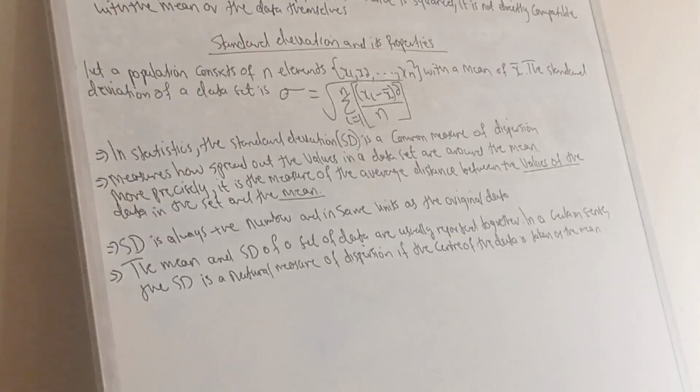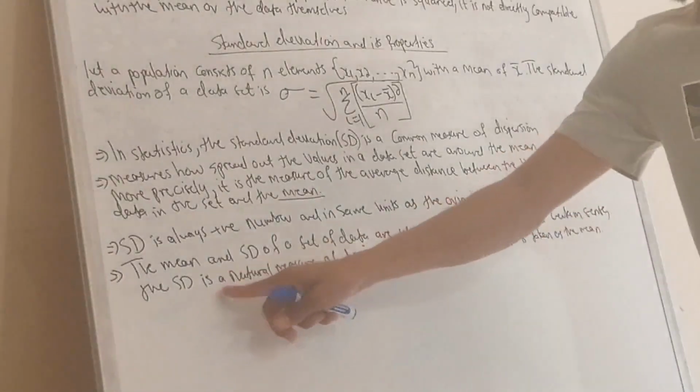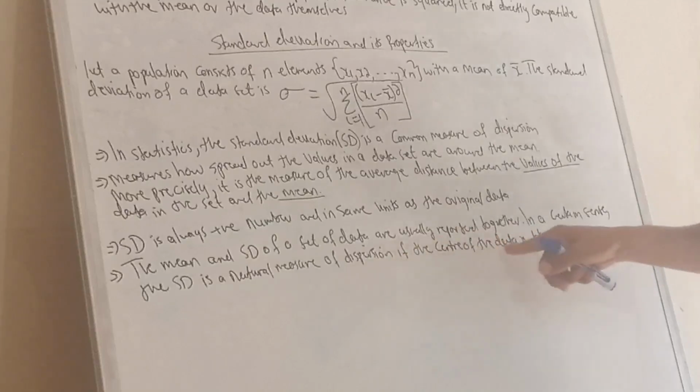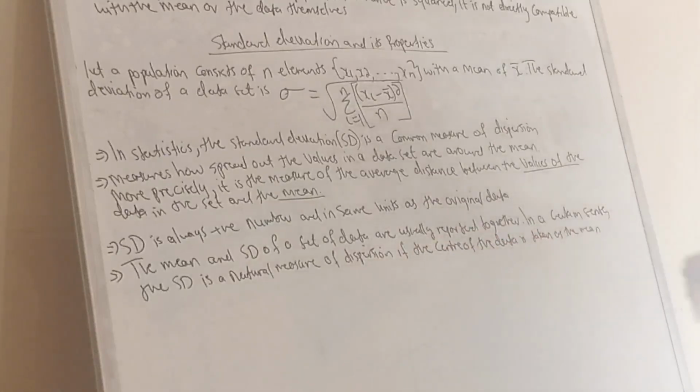What do we mean by that? By saying, in a certain sense, the standard deviation is a natural measure of the dispersion if the center of the data is taken as the mean. If we allow that the center of the data is the mean, adding all those numbers.